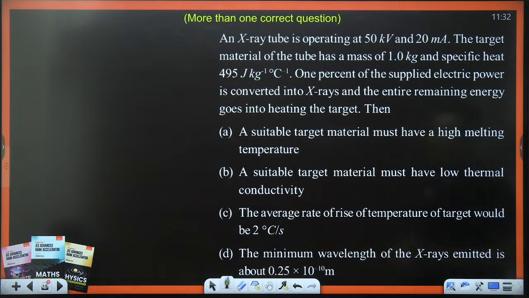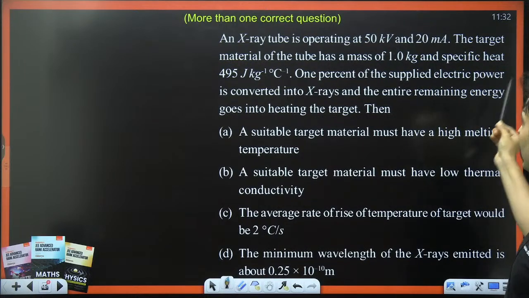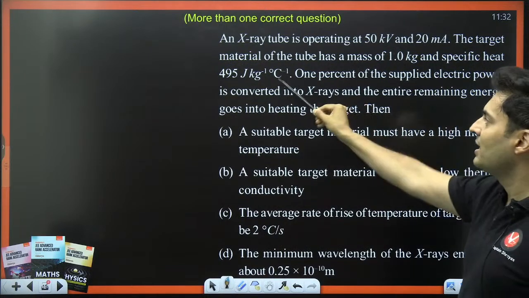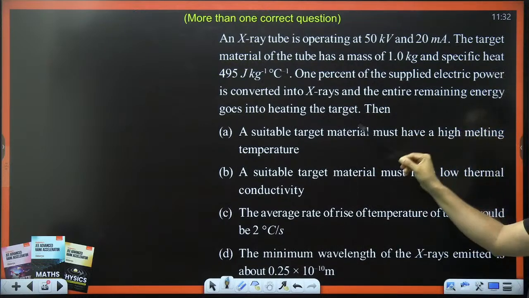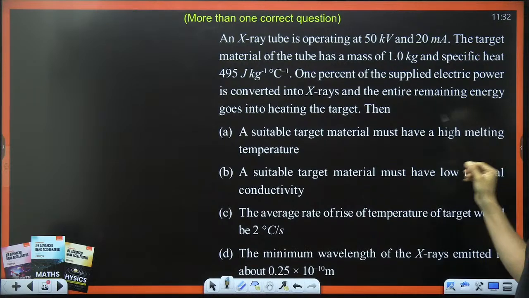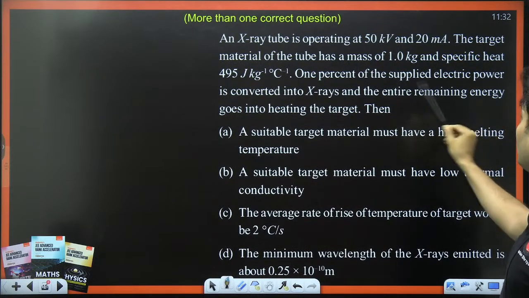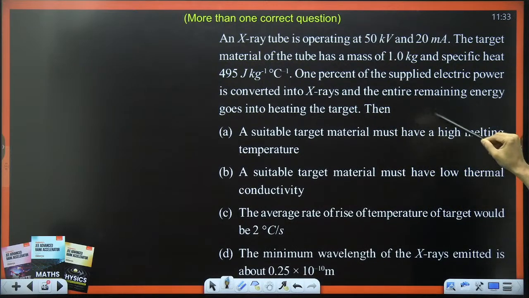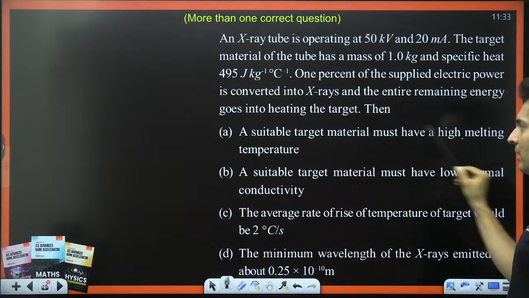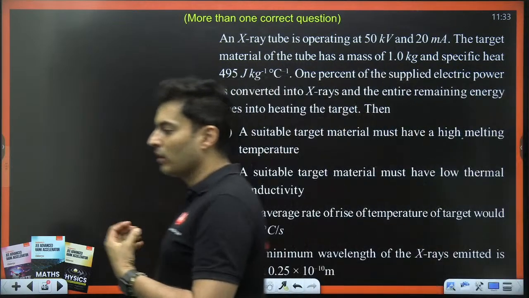We have an X-ray tube operating at some voltage and current, and the target material has some mass and some specific heat capacity. 1% of the supplied power is converted into X-rays, and the remaining energy goes into heating the target. Then which of the options are correct? This is a question on the Coolidge tube.